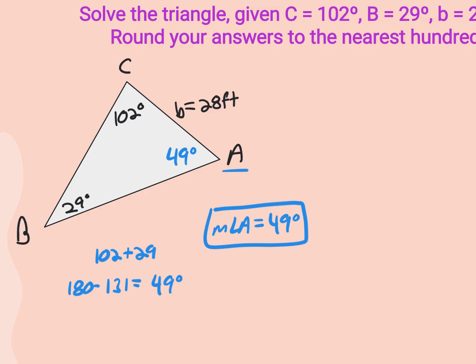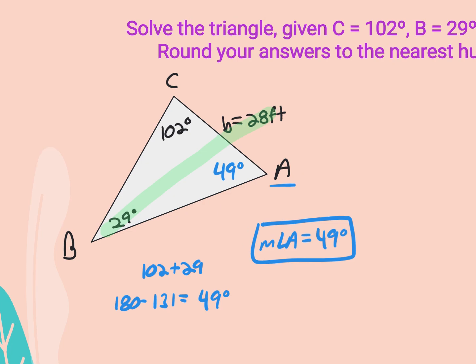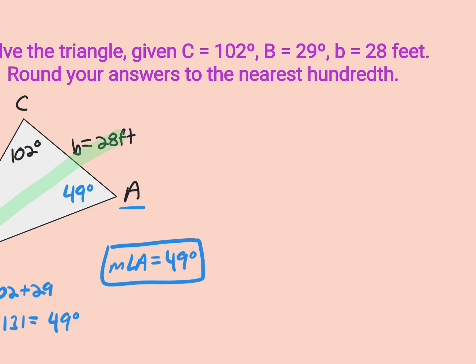All right, what else can we find? Or what's missing, actually? The two sides, right? Sides A and C. Not really much we can do here other than use law of sines. In this particular instance, we do have a matching pair. We do have side B and angle B. So we are going to use law of sines here. You guys can just copy paste it. I'm just going to write it out. Remember, it's going to be A over sine A equals B over sine B equals C over sine C.